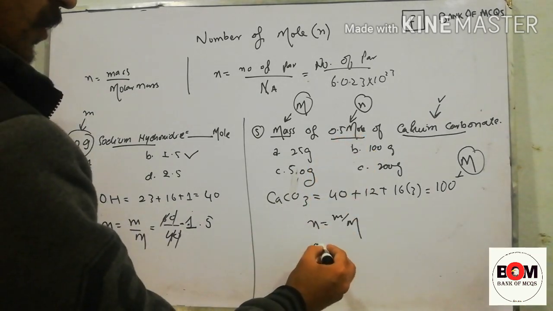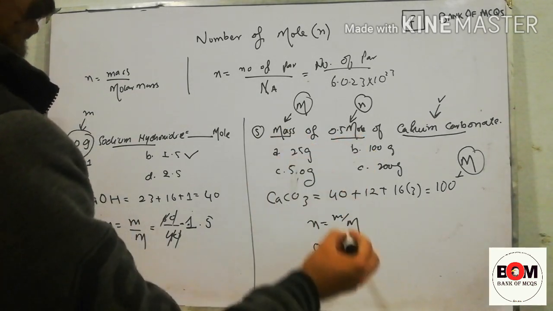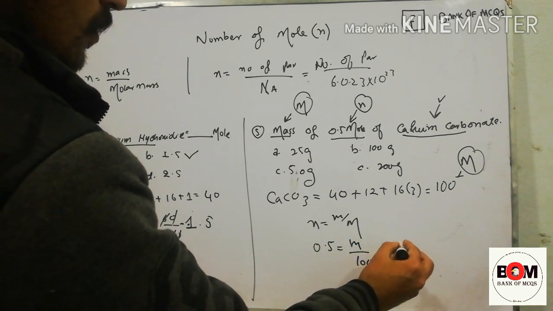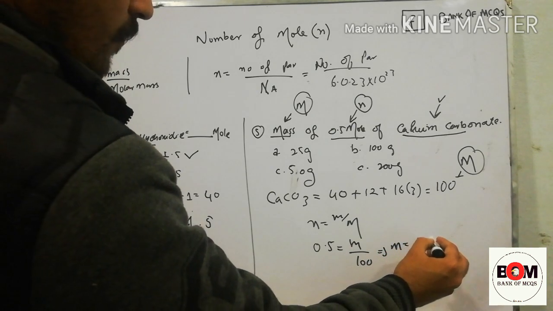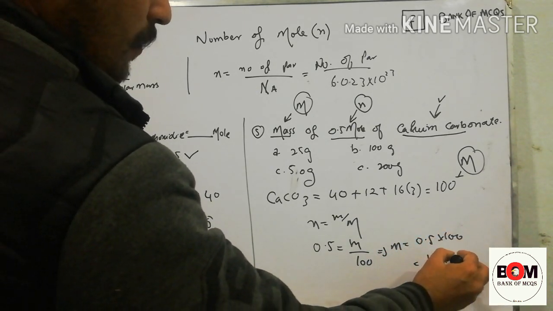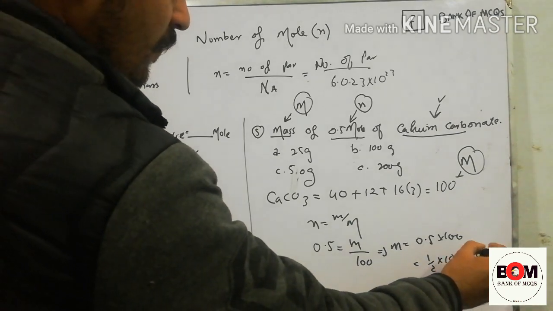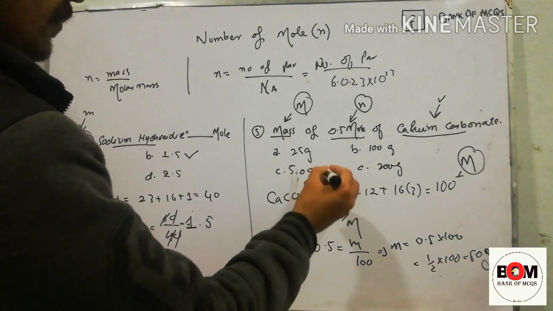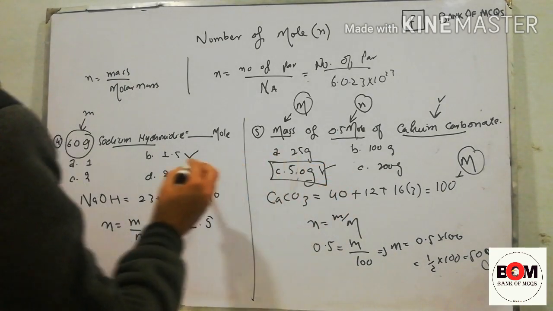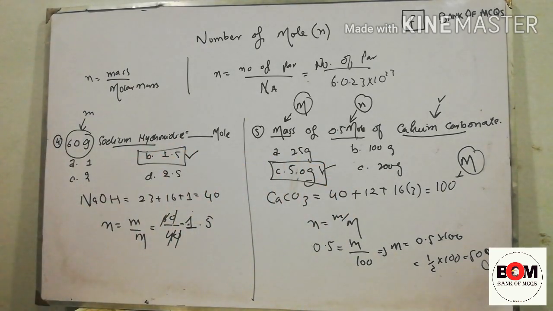The number of moles is equal to 0.5, mass we have to find, and molar mass is 100. So mass is equal to 0.5 multiplied by 100, or 1 by 2 multiplied by 100, that is equal to 50 grams. So option C is correct, and here option B was correct.